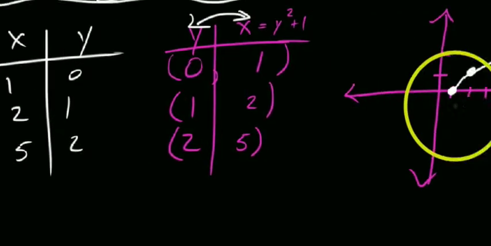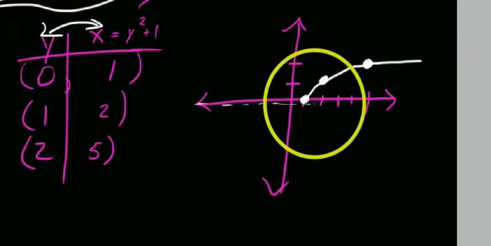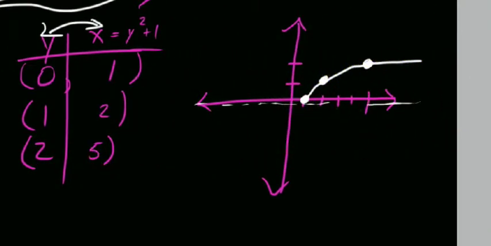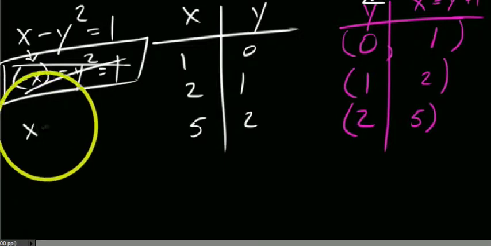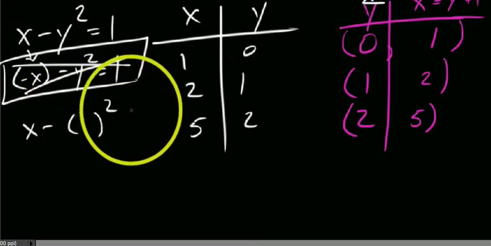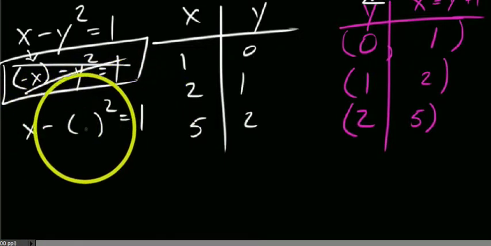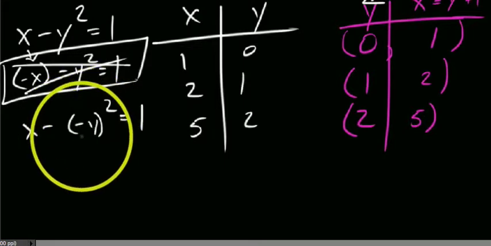Now, I will say this. It is going to exhibit x-axis symmetry, but we want to show this. So to exhibit x-axis symmetry, we'll plug in a negative wherever we see a y. So we say x minus, and here we had a y, squared, equals 1. So if I plug in a negative y, here's what I want you to see.